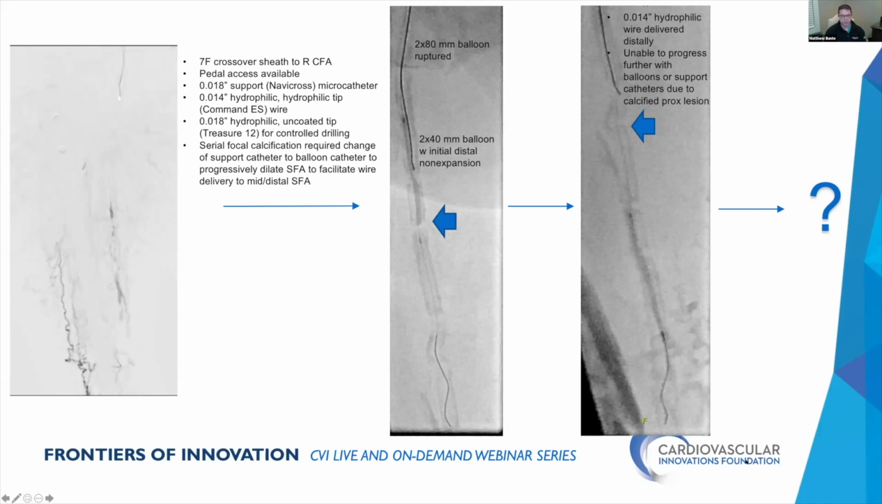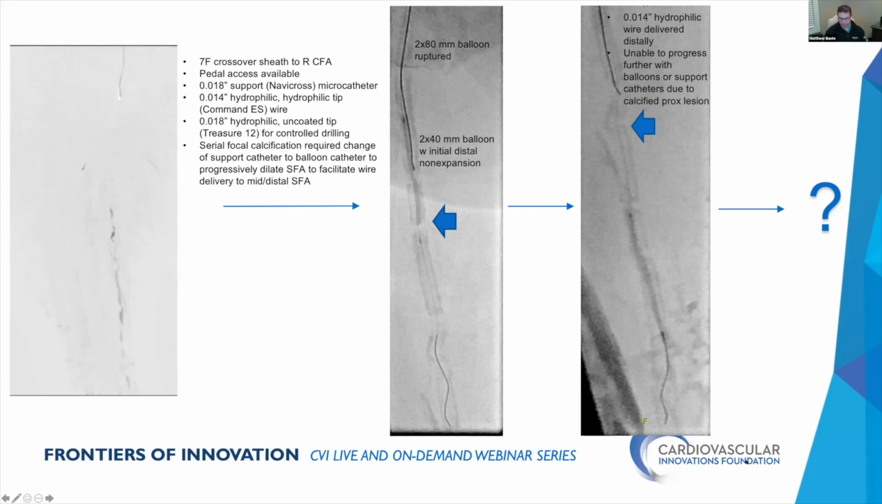But as we went, the support catheter was really getting hung up on really heavily calcified serial collared lesions. And so I ended up switching out the Navicross for a balloon catheter, hoping that I could use a low profile balloon and crack the calcium as we went along. And I got some progress, but then was really stopped.